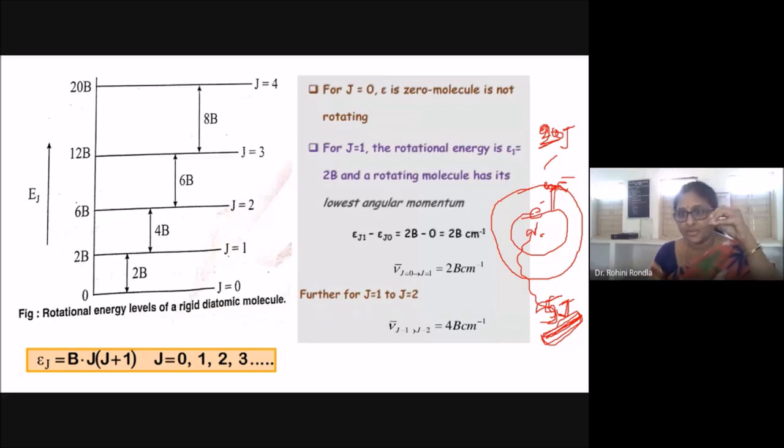Okay, if you give 20 joules energy, then only it will jump into the second energy level. That means energy levels, every level, is quantized. Each and every energy level is quantized. Okay, rotation from 0 to the first level requires 2b joules energy. Then only it will be promoted to the first rotational energy level. And if the molecule gets 6b energy, then only it will rotate in the second energy level. So each and every rotational energy level is quantized.